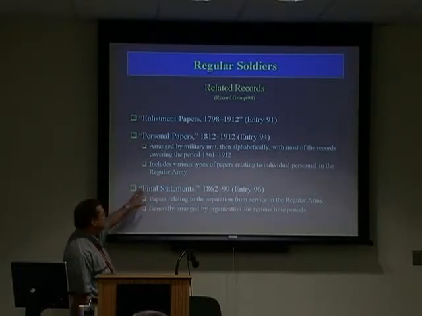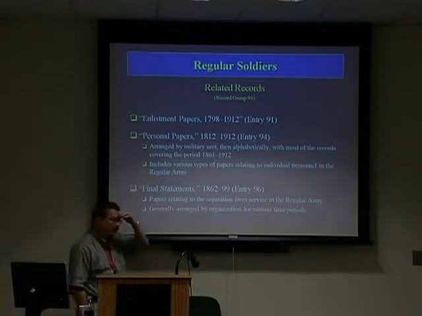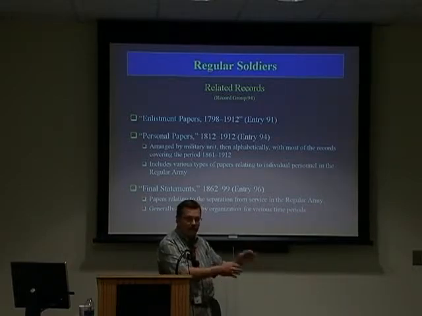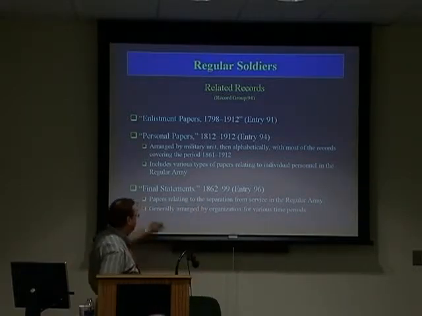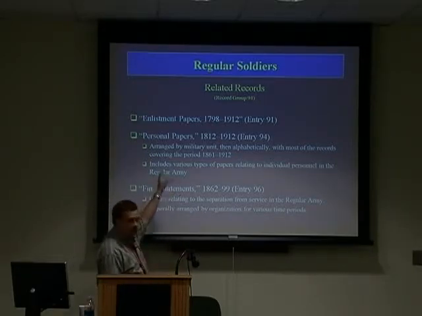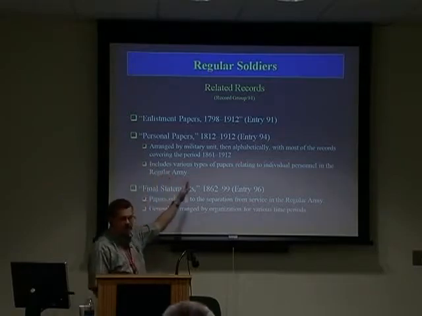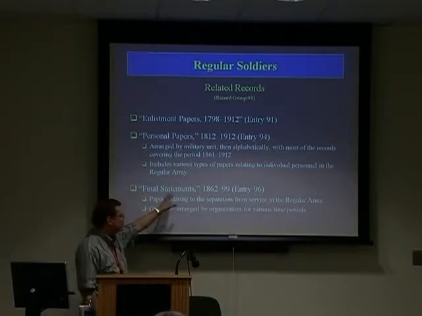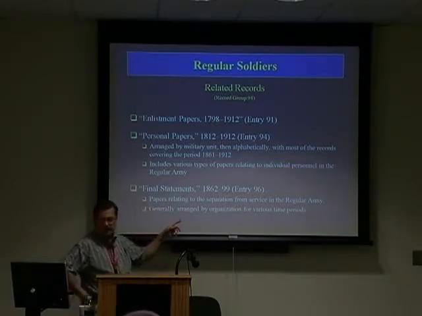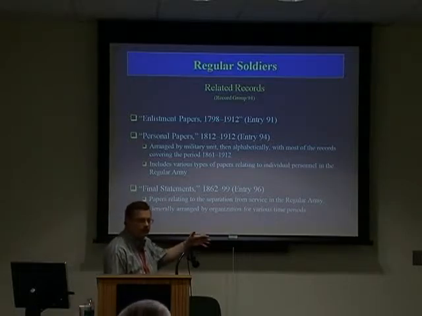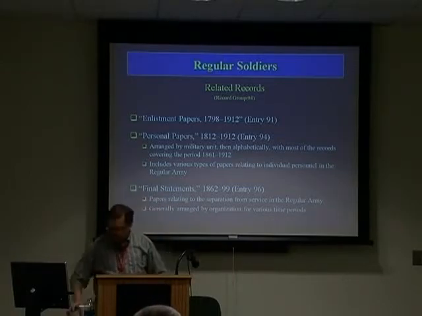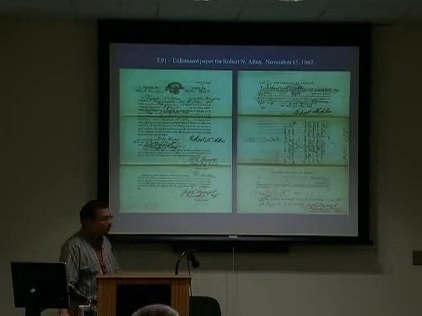This series, Final Statements, used to be part of the personal papers. It had been the intention of the War Department at one time to separate all the different personal papers out by type and arrange them separately in their separate series. And they got as far as the Final Statements, and then I guess they gave up on the project. So all the other types of personal papers are still arranged in a general series. But final statements are available in Entry 96. And those records generally document the reason why a soldier left service, whether his enlistment expired, whether he died, or whatever. And I'll show you an example here in a second.